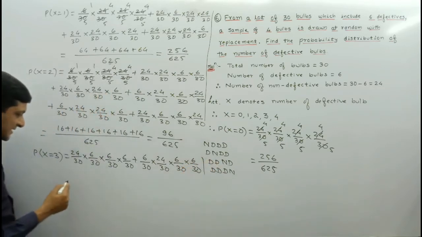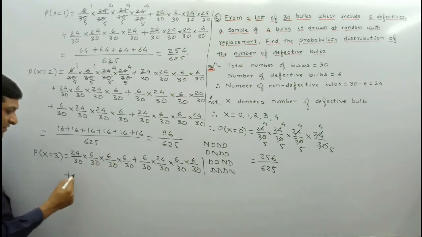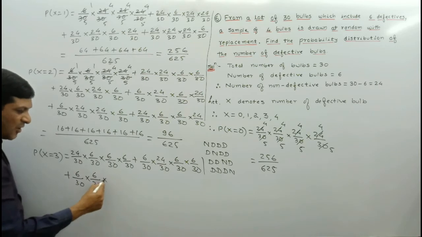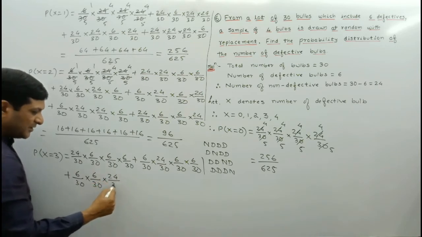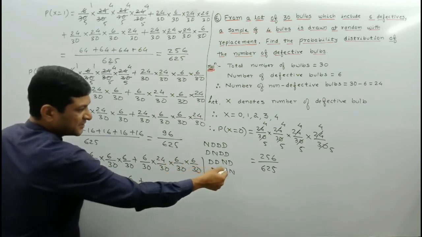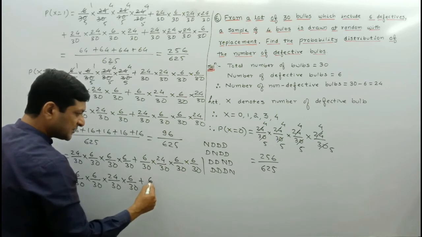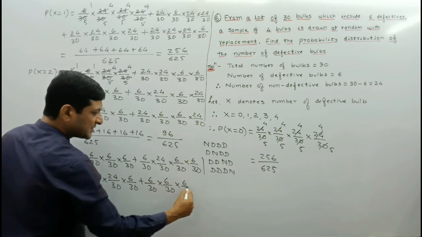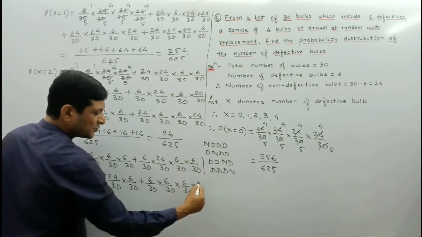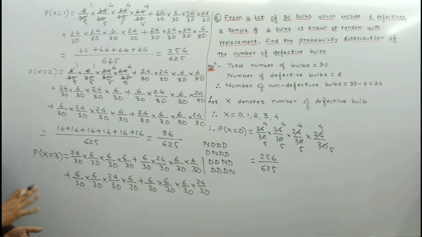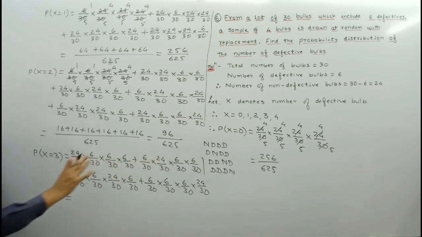Now consider the next case. Defective, defective, non-defective, defective. Defective means 6 upon 30 into defective means 6 upon 30 into non-defective means 24 upon 30 and defective means 6 upon 30 plus lastly defective, defective, defective, non-defective means 6 upon 30 into 6 upon 30 into 6 upon 30 and lastly non-defective means 24 upon 30. So these are the different cases. Let us simplify the first case. Whatever result we get in the first case, the same result we will get in the second, third and fourth case.